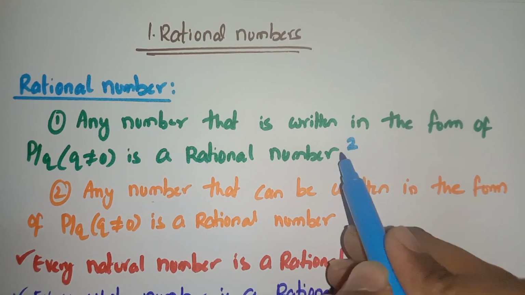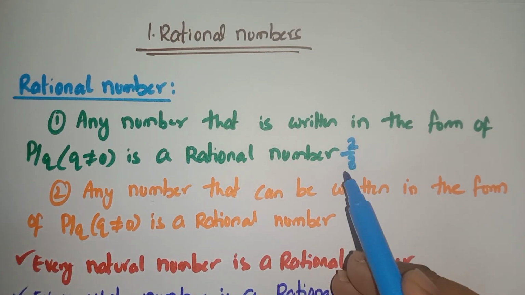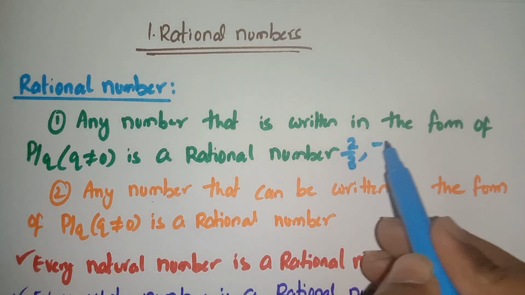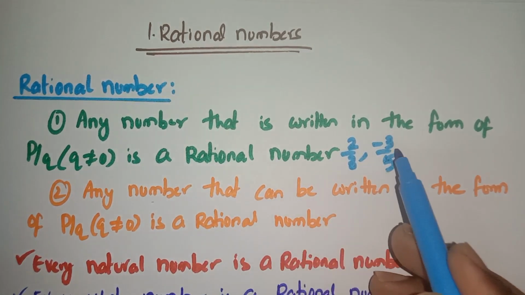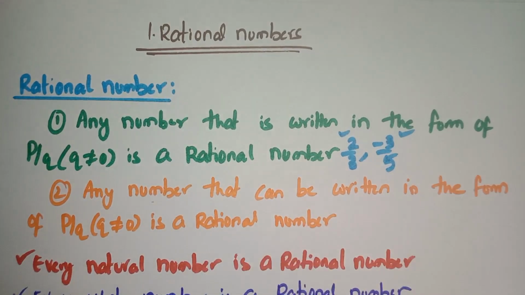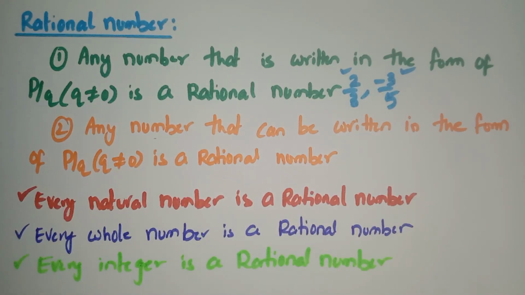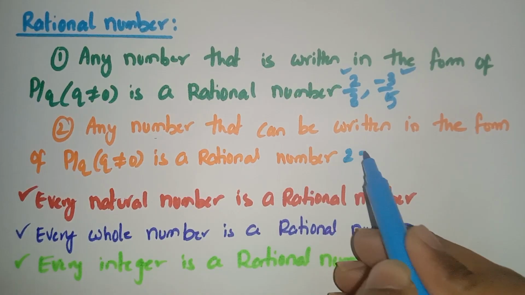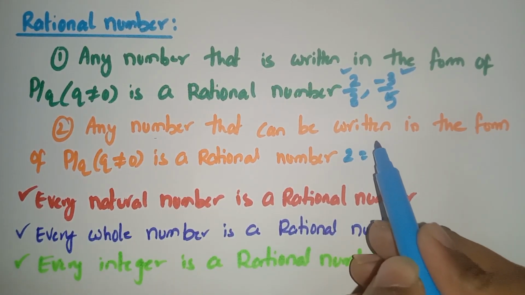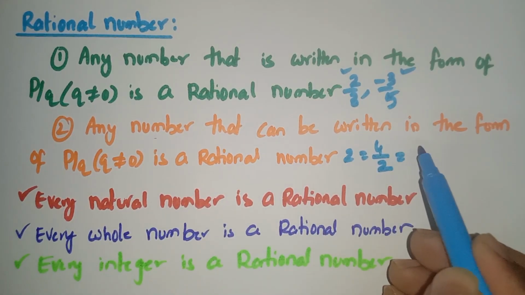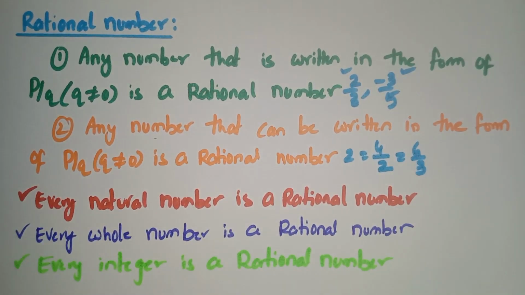For example, if you write 2 by 3, that is already written in the form of p by q, that is a rational number. If you write minus 3 by 5, that is already in the form of p by q. That's why these two are rational numbers. For example, if you write 2, that can be expressed in the form of p by q, that is 4 by 2, or else 6 by 3, etc. That's why 2 is a rational number.